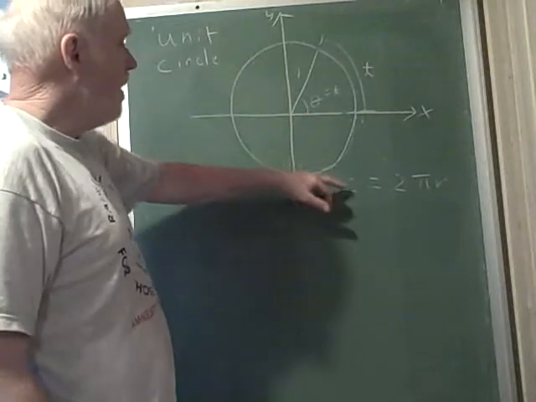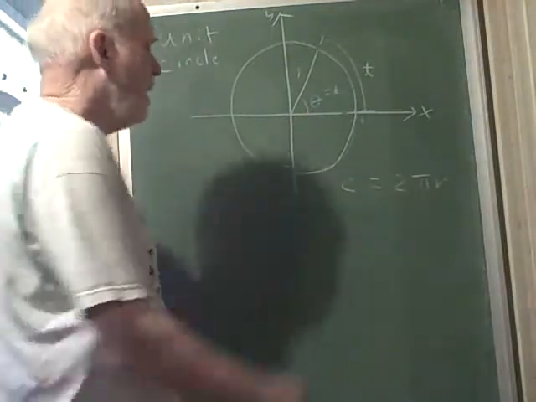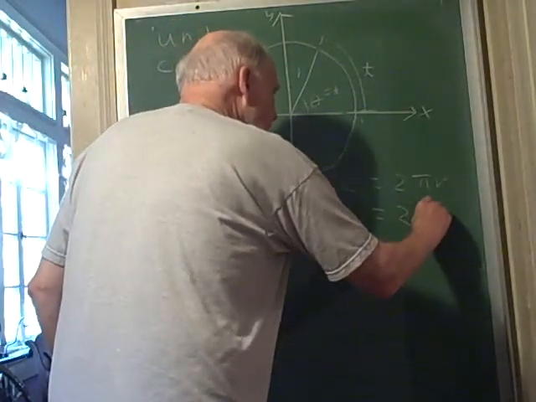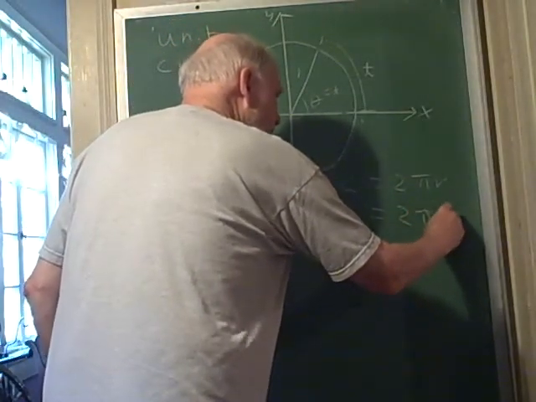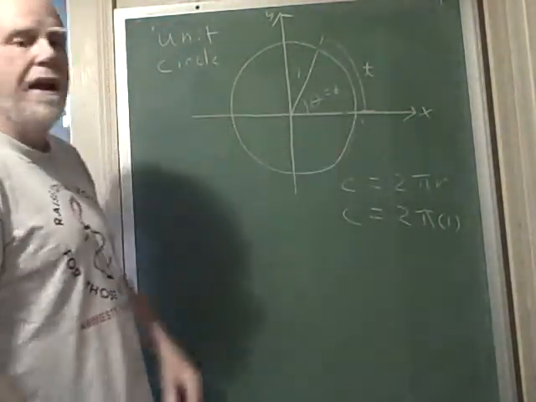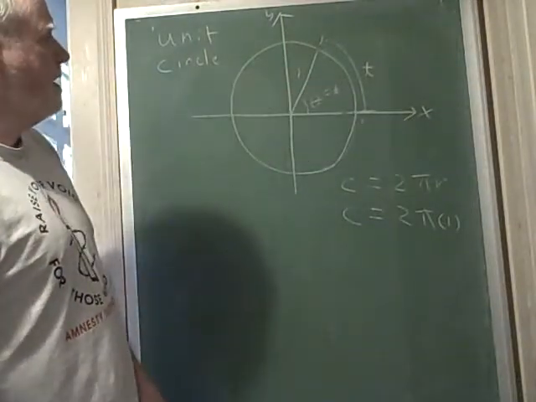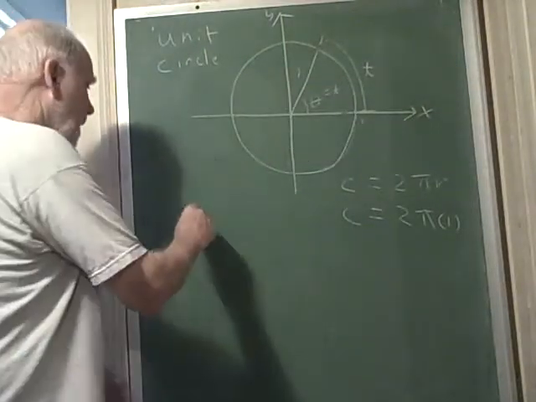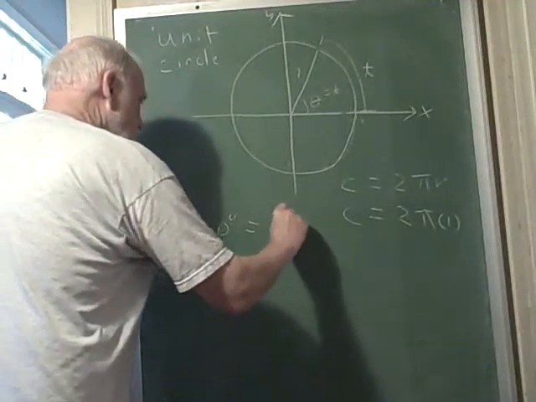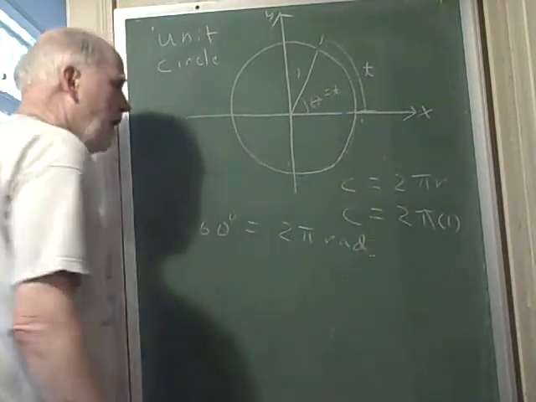And also, we know that the distance all the way around the circle is 2 pi r, 2 pi times the radius, but the radius here is 1, so the distance t all the way around the circle is just 2 pi. So there are 2 pi radians in terms of angles in 360 degrees, and that's where we start. We start with the idea that 360 degrees equals 2 pi radians. We'll abbreviate radians like that.